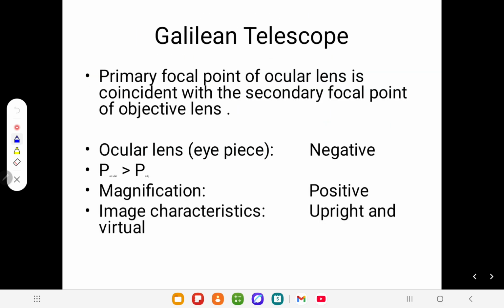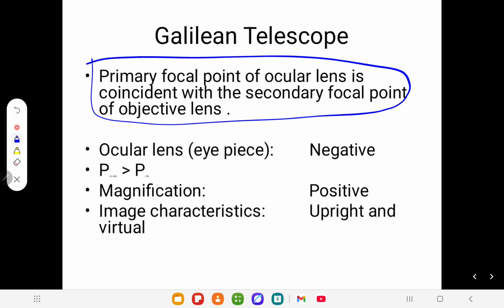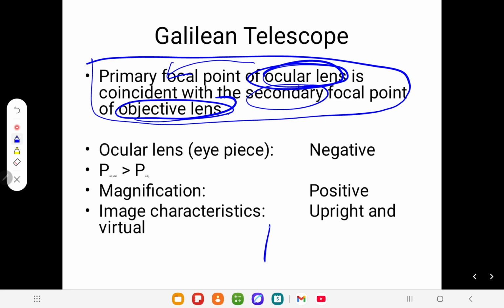In a Galilean telescope, the primary focal point of the ocular lens coincides with the secondary focal point of the objective lens. It's not just for the Galilean telescope; it's for all telescopes, whether Galilean or Keplerian. It's central and important to understand. The secondary focal point of the objective lens is always positive, no matter what.